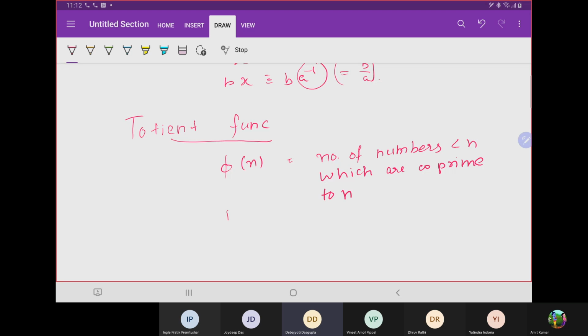So I will give you some examples, like phi of 2. The number of numbers less than n which are coprime to n is 1, right? Only 1 is coprime. For phi of 3, 1 and 2 both are coprime to it. Coprime you understand, right? So I'll just give the definition. Coprime means GCD of A comma B equals 1. Then A and B are coprime.